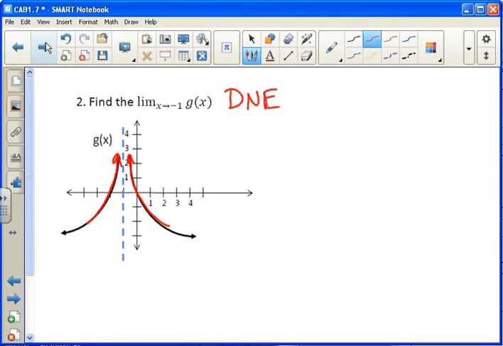Again, the difference between number 1 and number 2 is that number 1 is a one-sided limit, and for those you are allowed to answer infinity. Number 2 is a regular limit, and you are not.